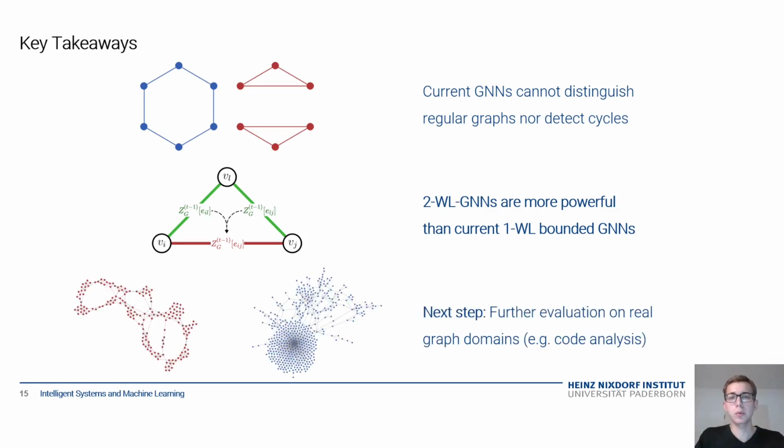Now, in the next step, we want to evaluate our model on a broad range of real-world graph datasets to evaluate whether our theoretical advantages also translate into practical advantages. One such domain could be, for example, that of code analysis, where it could be helpful to be able to detect things like loops or recursion in control flow graphs.